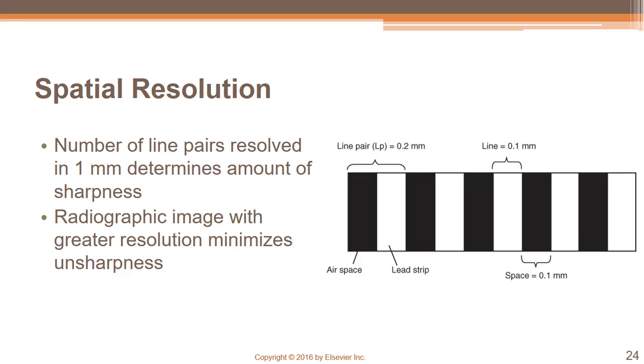The ability of a radiographic image to demonstrate the sharp lines determines the quality of the spatial resolution, and it's impossible to produce an image without some degree of unsharpness. So you're going to have a little bit of unsharpness there. But we want more spatial resolution so that we minimize unsharpness in the anatomic structural lines. Okay? And then this is just a blown up area there that shows there's our airspace, there's a lead strip, and then these are our line pairs. So how many of these can you see in 1 millimeter? And that's what spatial resolution is.